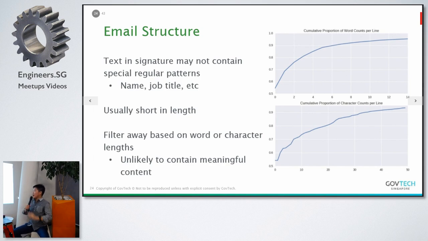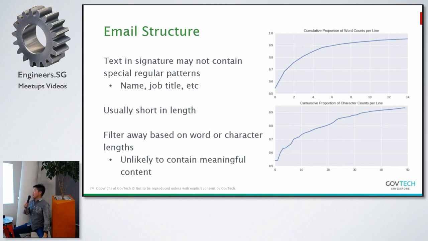Other than the header and footer, the biggest problem is the signature, where people always write their name, their job title, and so on. They do not contain special regular patterns that I can use in regex to clean off. I cannot use regex to remove names, because names can also appear in the body. If I remove everything that contains the names of the officers, you may accidentally clean off a significant chunk of the body.